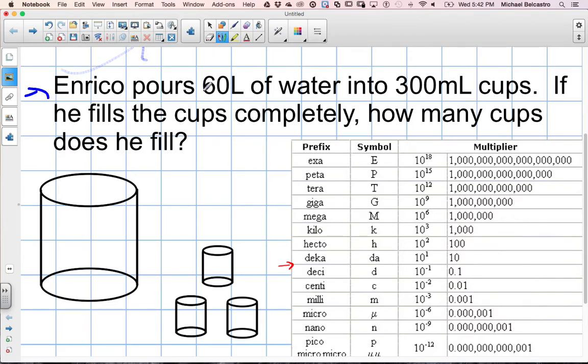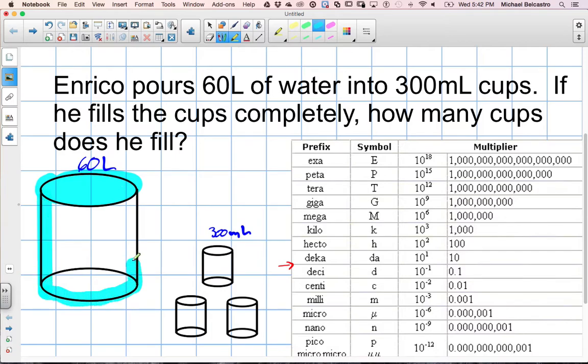So Enrico pours 60 liters of water into 300 milliliter cups. If he fills the cups completely, how many cups does he fill? Okay, so we have our two types of containers here. I have a 60 liter container, and then this one is a 300 milliliter cup. So we go on the assumption that this one is full. It's all full of water here, and we're going to be taking water out of this large container, and then we're going to be putting them into these tiny cups.